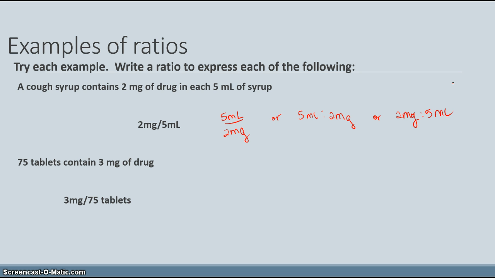Okay, 75 tablets contains 3 milligrams of drug. So you can also write it 75 tablets over 3 milligrams, or 3 milligrams to 75 tabs, or 75 tabs to 3 milligrams. All right, and these problems that we just went over are exactly similar to your questions on week 1's assignment.